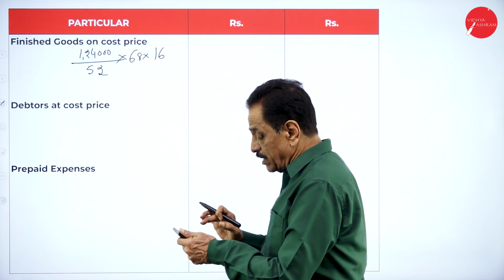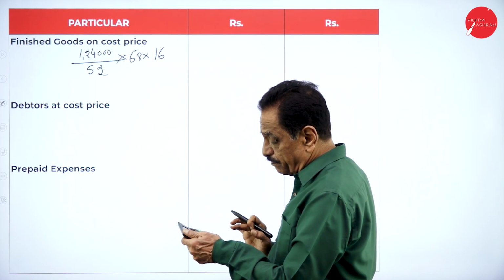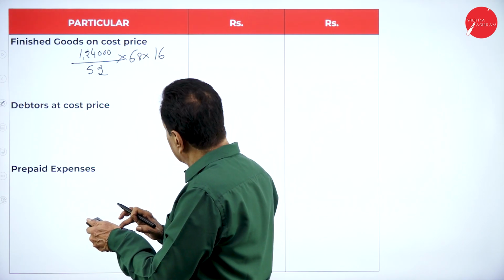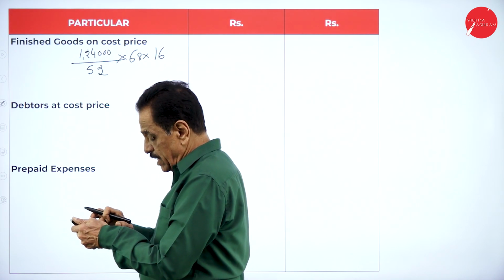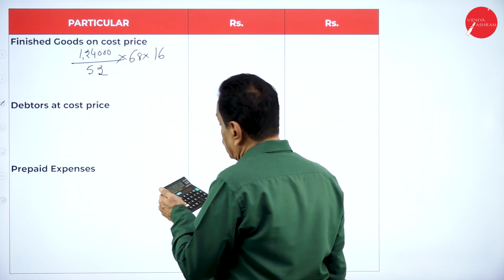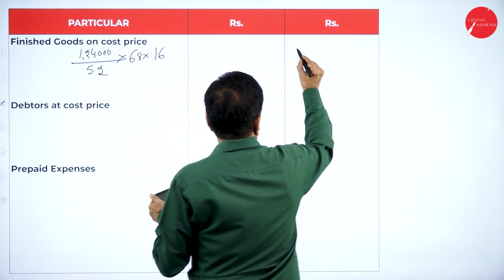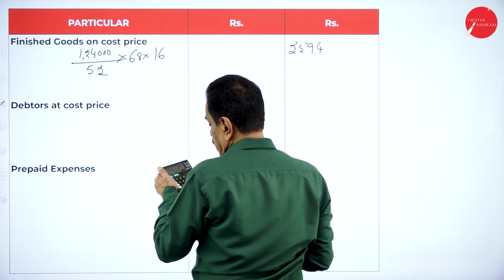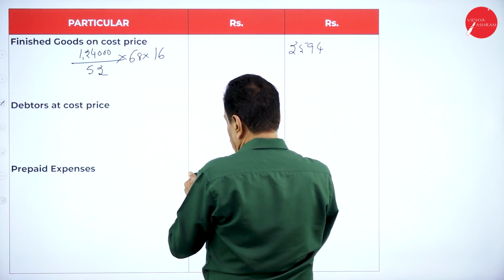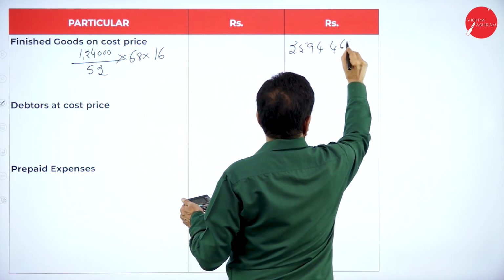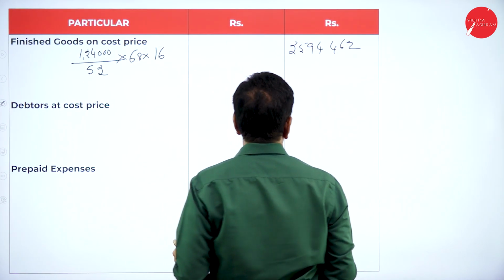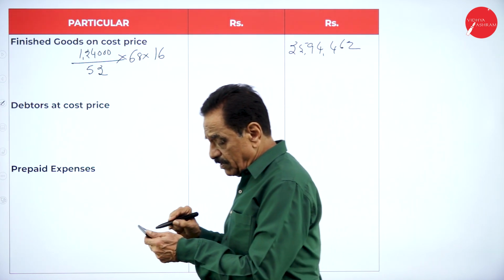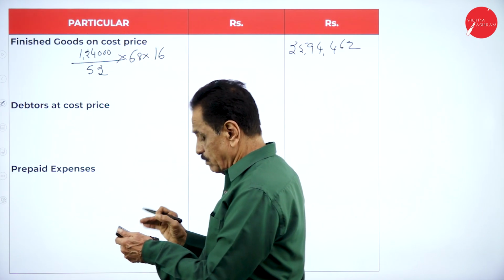$1,24,000 divided by 52 into 16 into 68. This is 25,94,462. 25,94,462.